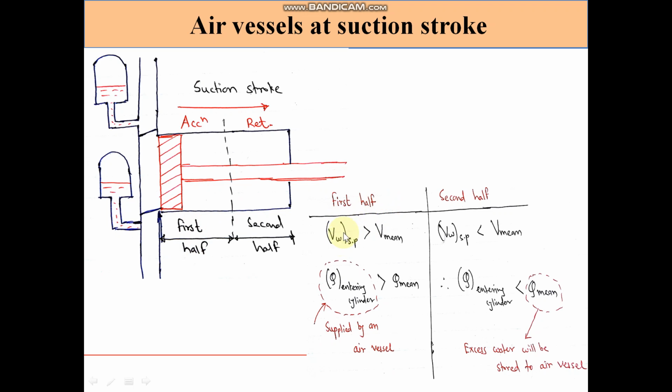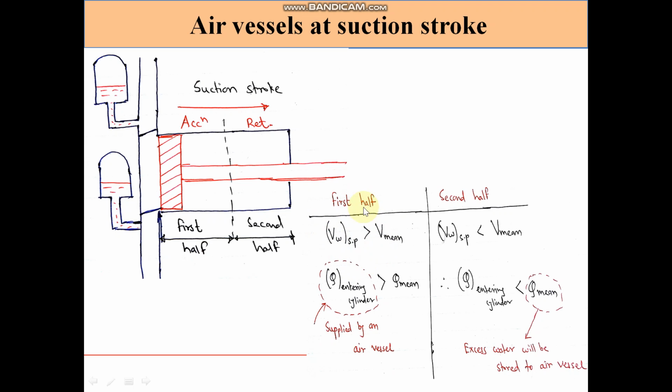So in the first half, the velocity of water in the suction pipe is more than the mean velocity. Due to this acceleration of the piston, the pressure drop takes place at the entrance of the air vessel. Initially in the air vessel, pressure is more, so liquid will get delivered from the air vessel into the cylinder. That's why, due to the larger pressure difference between the cylinder and the sump, no extra amount of discharge will be supplied. So this is about the first half.